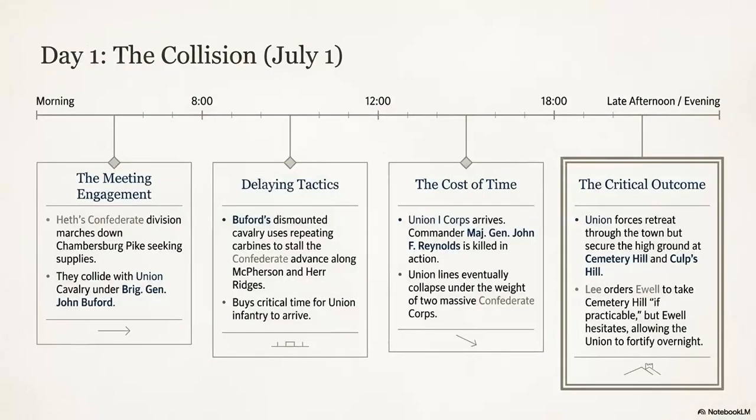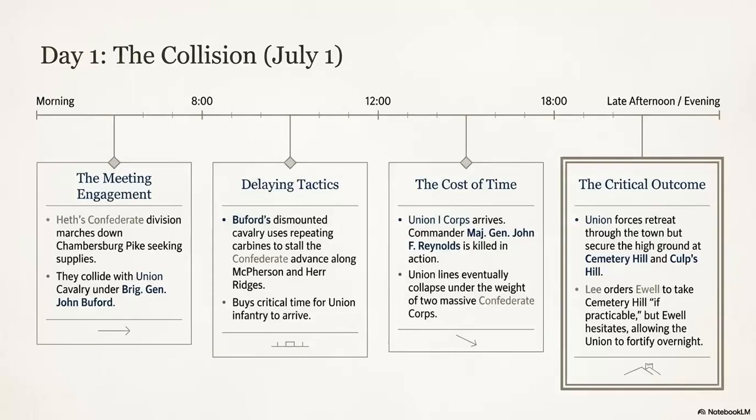Day 1, the collision, begins in the morning when Heth's Confederate division, searching for supplies, collides with Union cavalry under Brigadier General John Buford on Chambersburg Pike. By 8 a.m., Buford's dismounted cavalry employs crucial delaying tactics along McPherson and Hare Ridges, buying vital time for Union infantry. Around noon, the Union First Corps arrives, but Commander Major General John F. Reynolds is killed in action.